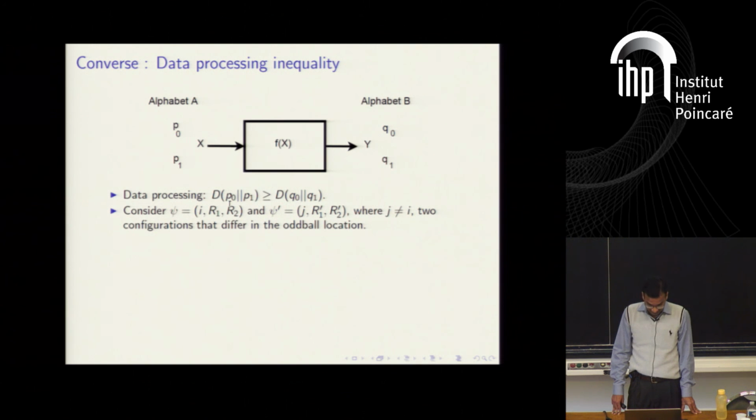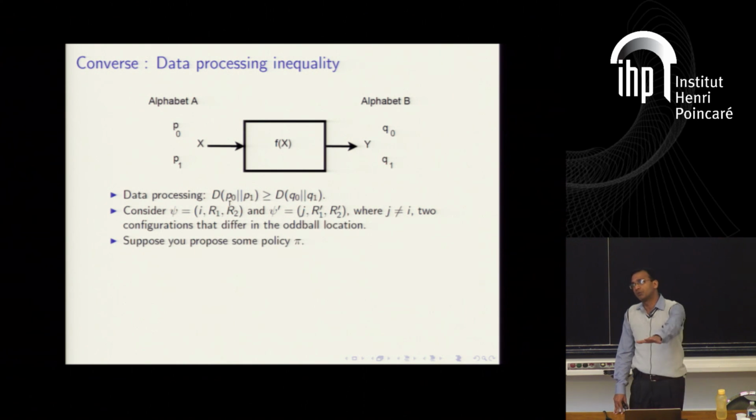The oddball location is at I. The response rate on the oddball is R1, and the response rate on the distractor is R2. And let's say that there is another candidate configuration, J, R1 prime, and R2 prime, where J is not equal to I. These are two configurations that differ on the oddball location.